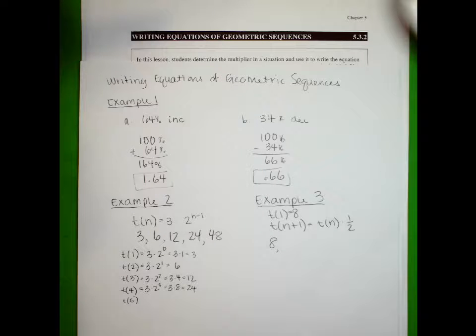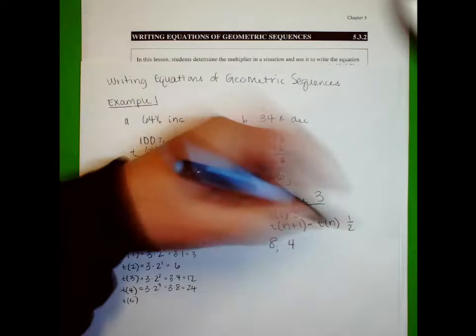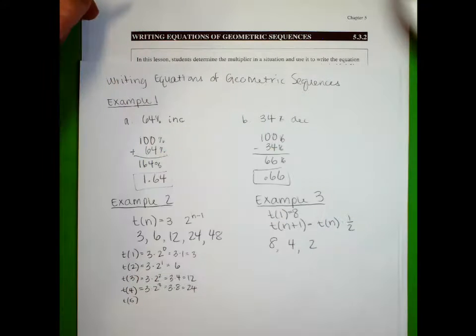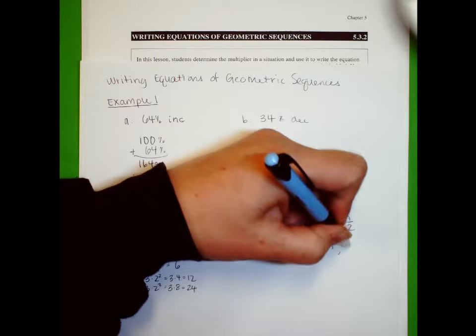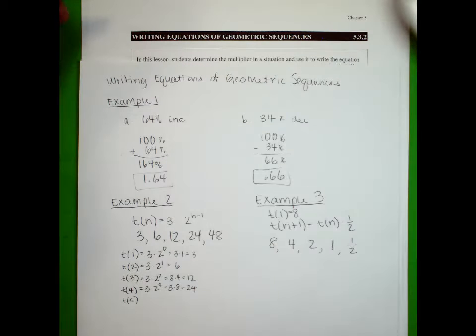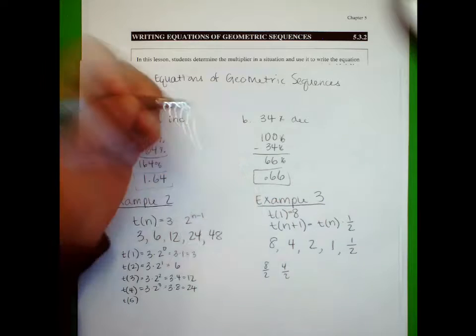We get 4. To find the next term, you do the same thing. Multiply 4 by 1/2 and we get 2. Do the same thing. You get 1. 1/2 of that is 1/2. So that would be the first 5 terms of example 3. You could show your work by dividing each of them by 2.